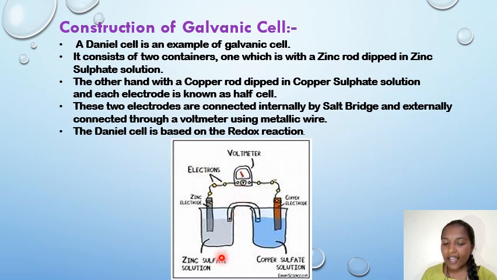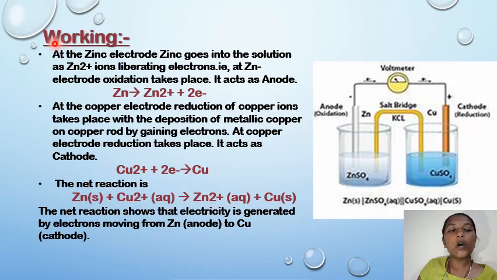In this galvanic cell, redox reactions, like oxidation and reduction reactions, take place. Let us study the working of a galvanic cell. As we studied earlier, the zinc electrode is dipped inside the zinc sulfate solution and the copper electrode is dipped inside the copper sulfate solution. These are internally connected by the salt bridge and externally connected by the voltmeter.